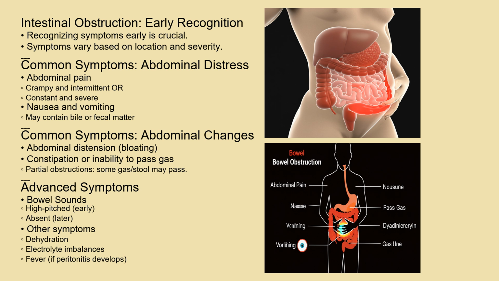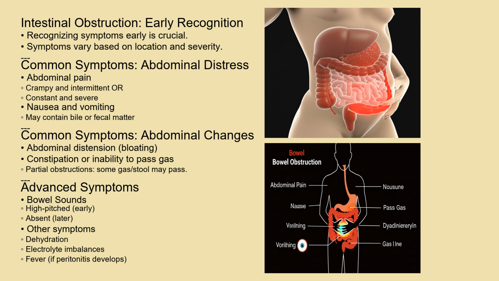Recognizing the signs and symptoms early is crucial. The symptoms of intestinal obstruction can vary depending on the location and severity of the blockage. Common symptoms include abdominal pain, which can be crampy and intermittent, or constant and severe. Nausea and vomiting are frequent, and the vomit may contain bile or even fecal matter. Abdominal distension or bloating is another common sign.